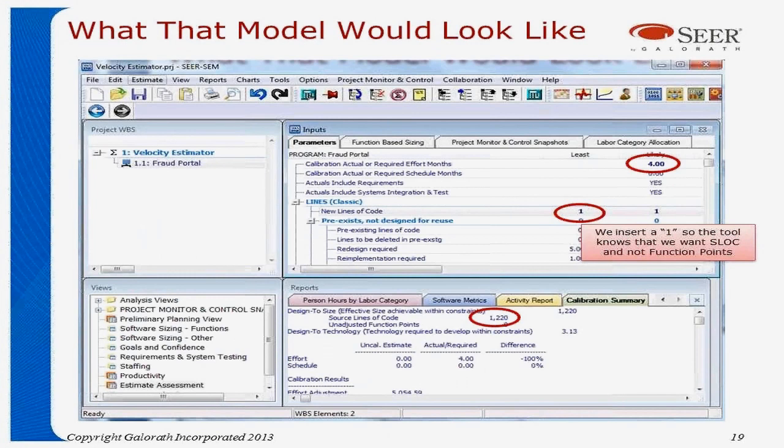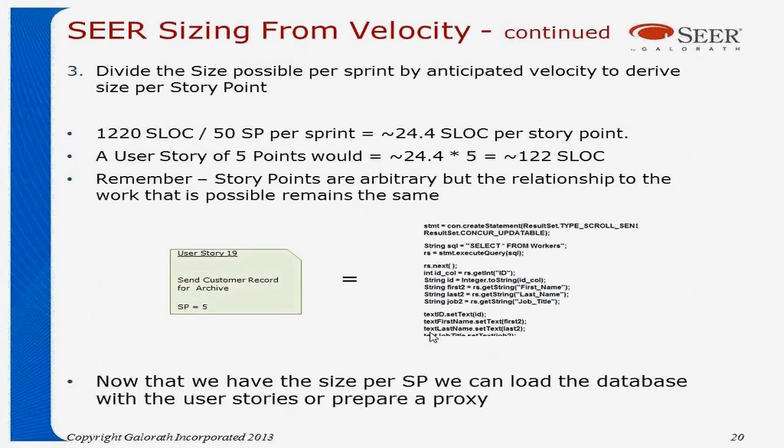This is what it looks like in the model. Again, we insert a 1 into the lines of code just so that we can toggle lines of code as opposed to function points. The last step then is dividing that size that's possible by the velocity of the team. So the SEER tool anticipates that 1,220 lines of code can be done during a sprint. The team says they can do 50 story points per sprint. So that tells us you have right about 24.4 lines of code per story point.